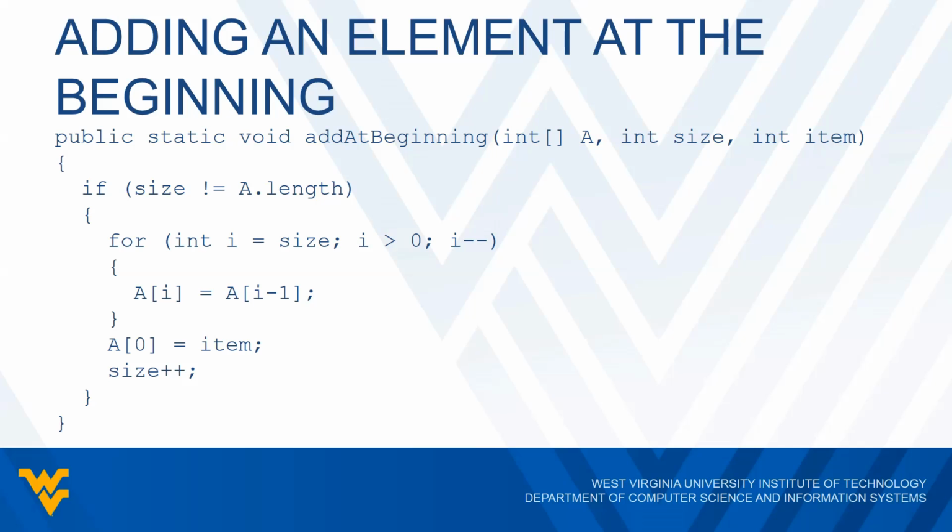Here's some code that will allow us to add an item at the beginning of the array. We're still going to pass the array, the current size of the array, and the item we want to add. We're still going to compare the size with the length to make sure that we can actually add an item to the array. And then this for loop that we have right here will take care of shoving all the items over one place.